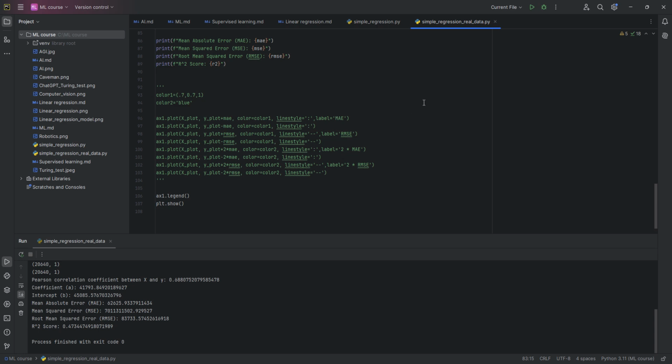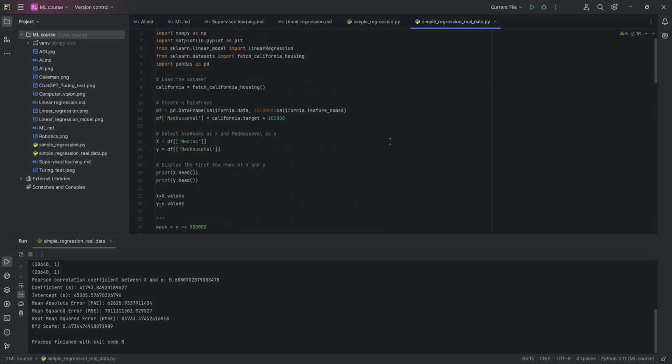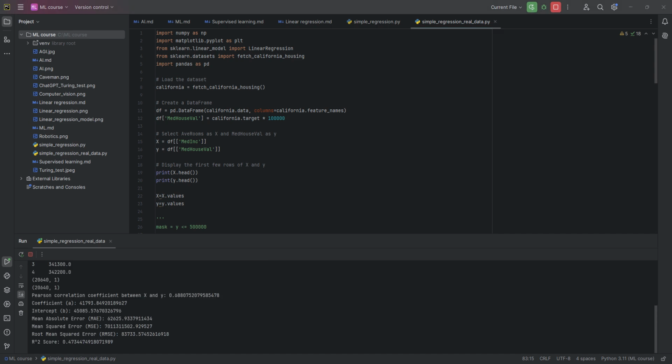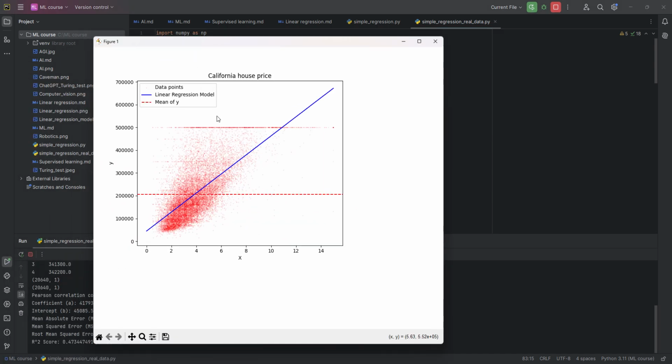So now let's run this new code, which is showing the data from the California housing prices, and that is the plot that we get now. So you can see that the red dots are the scatter of the prices. Y is the prices versus the median income.